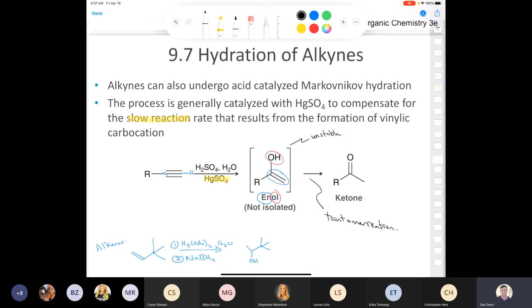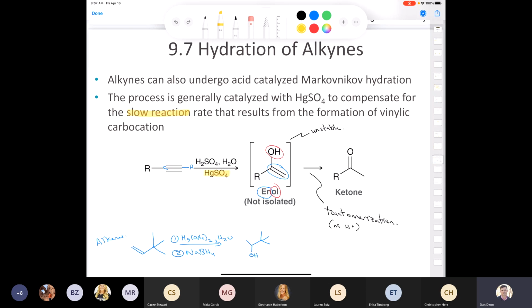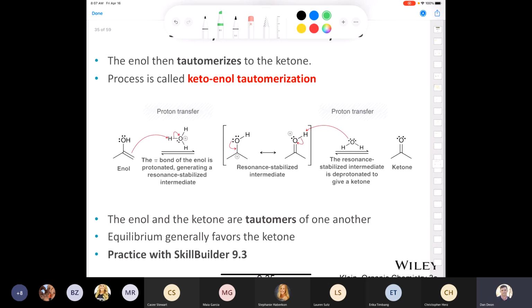The tautomerization that occurs here is going to occur in acid, so in H+, because we're using sulfuric acid and water. So you don't have to know the mechanism for the formation of the enol. However, you do have to know the mechanism for tautomerization. So let's take a look at that mechanism. The good news is it's a very short mechanism. First is just a proton transfer.